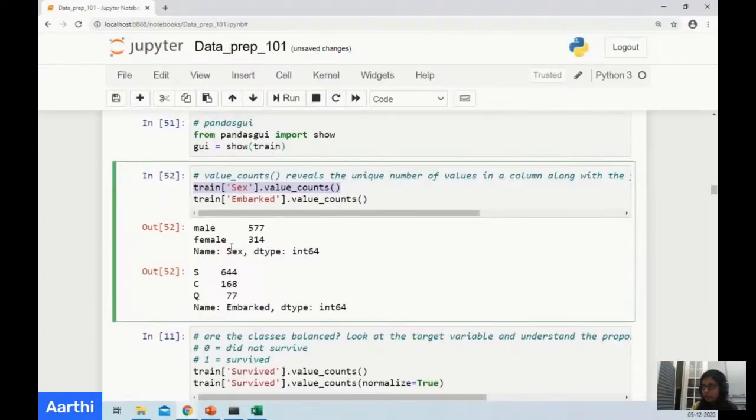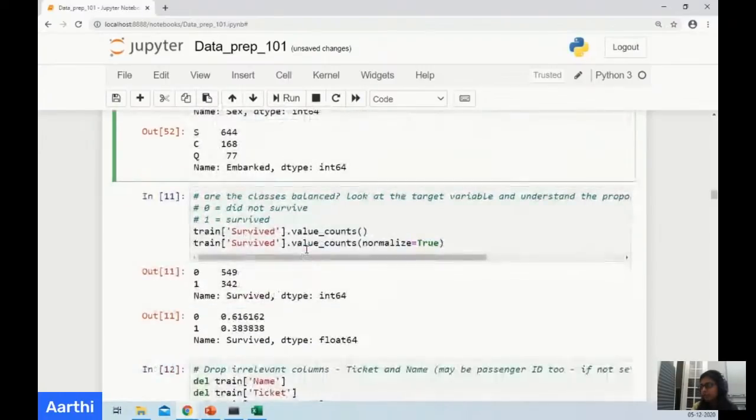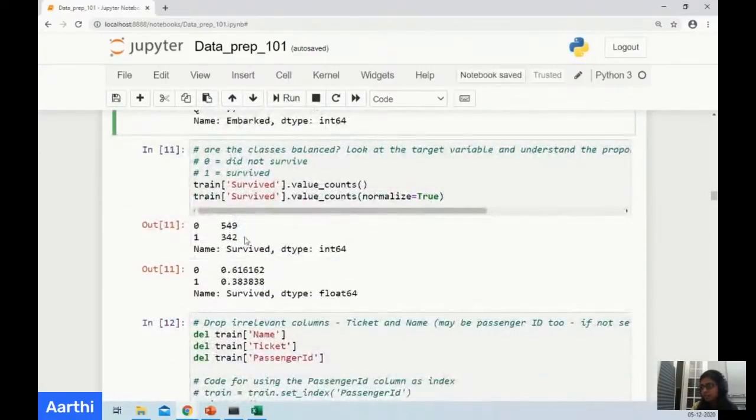Similarly, in Embarked, the majority of them, 644 of them, boarded from Southampton, and a few of them from C and Q, the other two locations where they boarded. And survived, 549 and 342. So this is what we checked in our GUI bar graph. And then the percentage: 61% of them did not survive, and 38% of them survived.